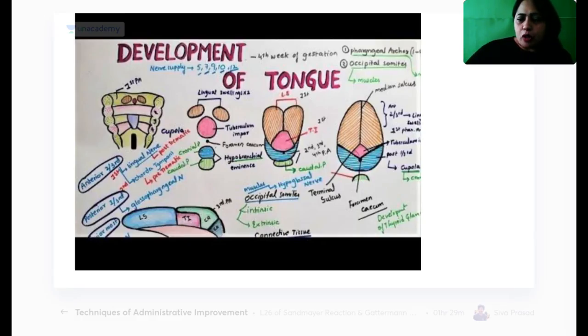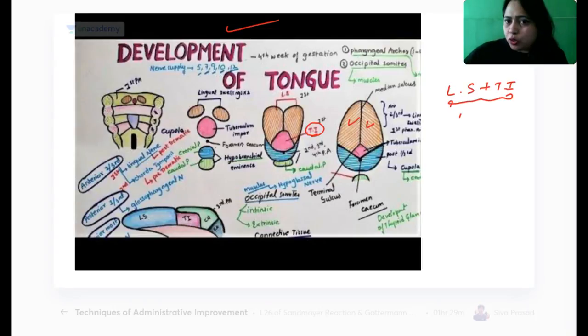So this is the development of the tongue next. That was about the palate. Now this is the tongue. You can see the lingual swellings. And right in the center, the big thing is the tuberculum impar. So those three things will give rise to the lingual swellings, plus the tuberculum impar will give rise to the anterior two-thirds of the tongue.